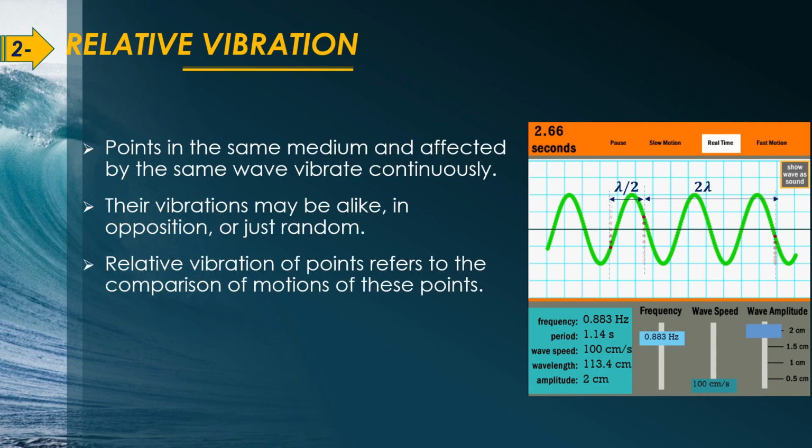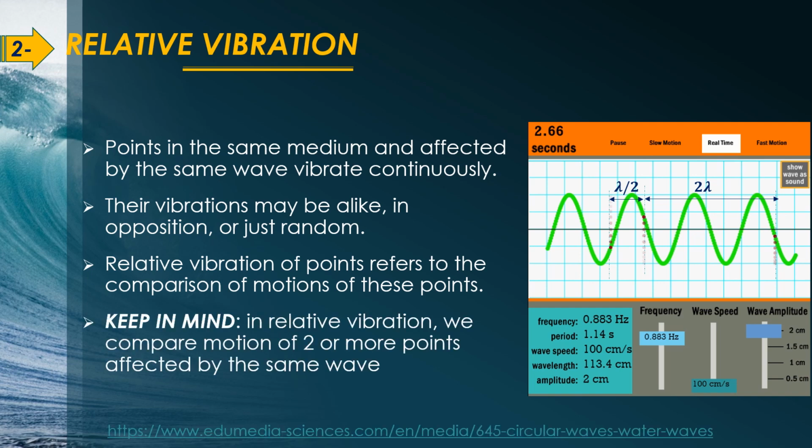Some basic points we need to keep in mind before we start with the relative vibration and the mathematical rules that we might need. Points in the same medium and affected by the same wave vibrate continuously. We all know this fact. So these points will not stop. Even if we draw a figure where they are at rest, that's just a figure. Their vibrations may be alike, in opposition or just random. One moves up, the other moves with it. After some time, one will be moving down, the other continues moving up. That is random vibration or motion. Relative vibration of points refers to the comparison of motions of these points. And always keep in mind, in relative vibration, we compare the motions of two or more points affected by the same wave.